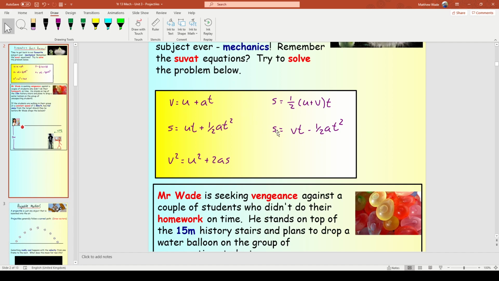SUVAT equations are for constant acceleration, okay? If something is at constant acceleration... Oh, and one other. You know how there's SUVAT? You guys remember SUT as well, right? Now, that one is for constant speed. Constant, I'm going to call it velocity, though. That one is for constant velocity, yeah? SUVAT is for constant acceleration, SUT is for constant velocity, and that's just distance equals speed times time.